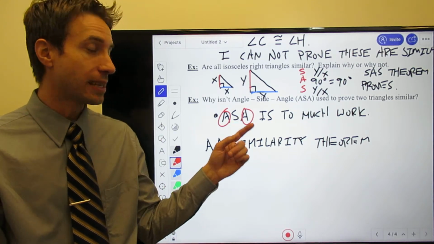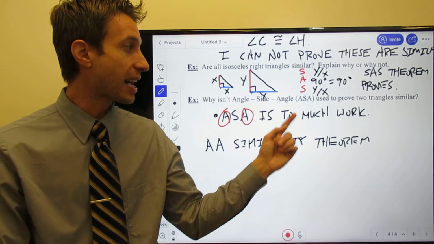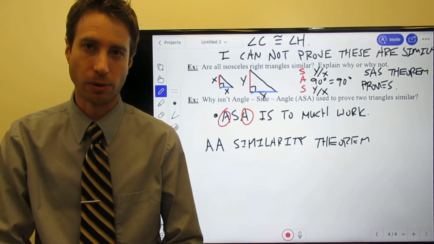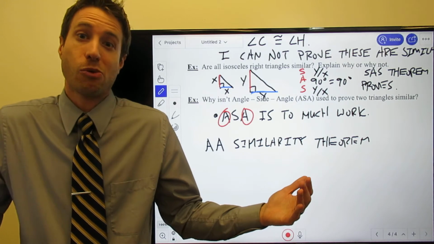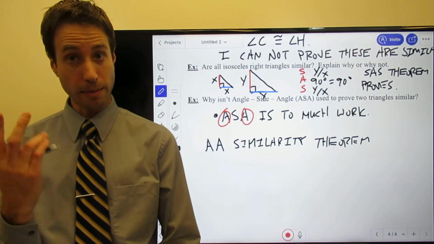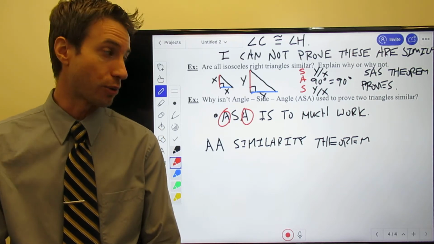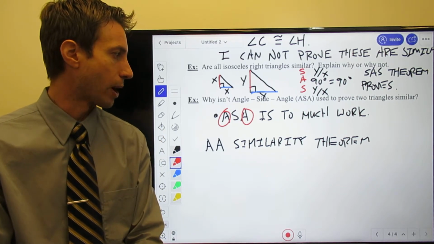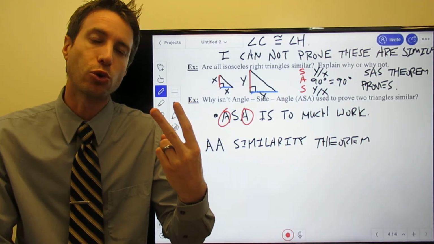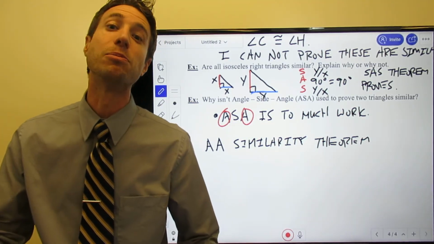So the reason there isn't an angle-side-angle similarity theorem isn't because it's not possible. Sure, it's possible. It's just more work than I want to do. If I only have to do two things instead of three things, I'm going to do two things instead of three things, and hopefully you'll work the exact same way. So the reason there's no angle-side-angle is that proving that two corresponding angles are congruent is more than enough.